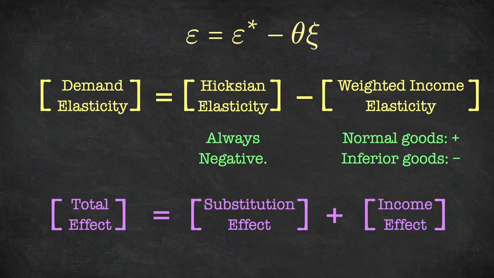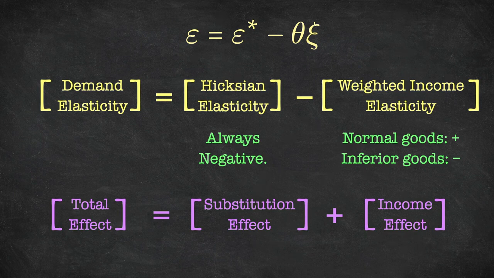Ultimately, when you look at this equation, you should simply notice that it's doing the same thing as the Hicks decomposition. Demand elasticity, the total responsiveness of demand with respect to a price change, has been broken down into the Hicksian elasticity, which captures only the substitution effect, and then adding to that is what we call an income effect, which here is the weighted income elasticity. Don't worry that I've changed the minus sign to a plus.